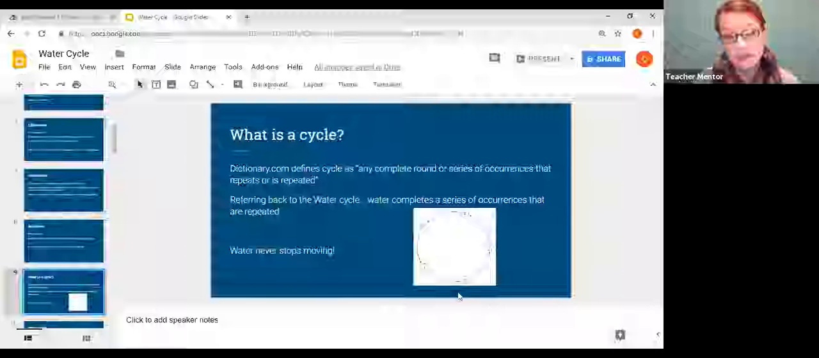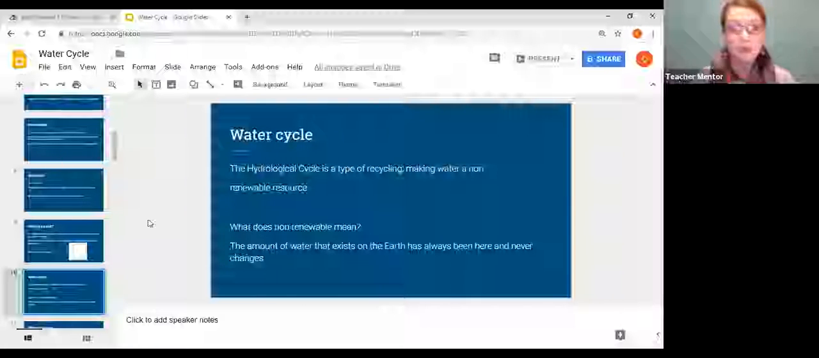And here is just kind of a generic diagram of a cycle. So we have occurrence 1 leading to occurrence 2, leading to occurrence 3, leading to occurrence 4, leading to occurrence 5, and then starting the process over and over and over again. So repeating the whole process.